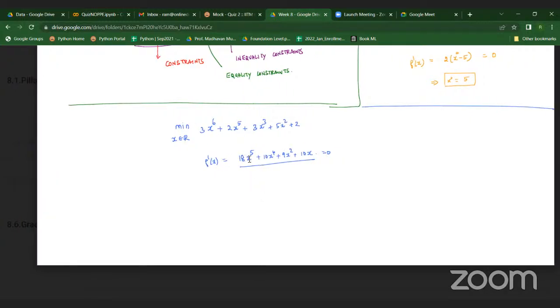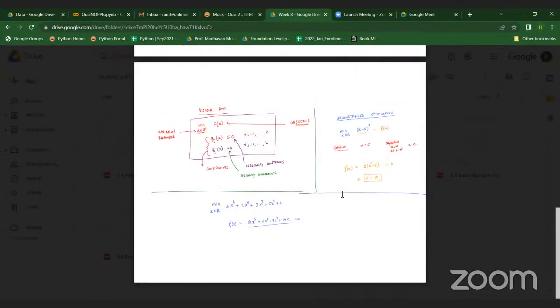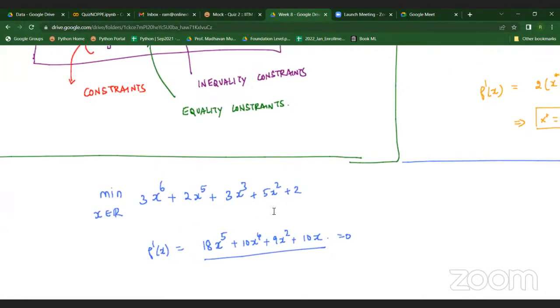Suppose we got 5 roots for f dash of x equals 0, and among those we got, let's say, 3 roots where f double dash of x is greater than 0. We do not know which of these gives the least value, so we substitute these x values into the objective function and see which gives the least. That will be the solution. Is that clear? Yes, sir.